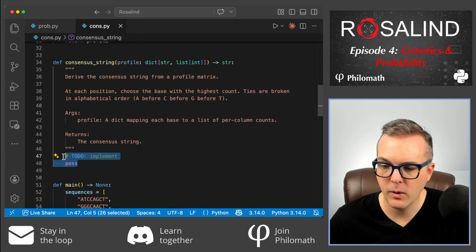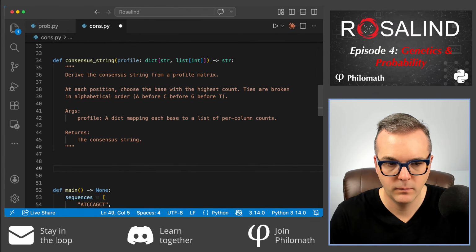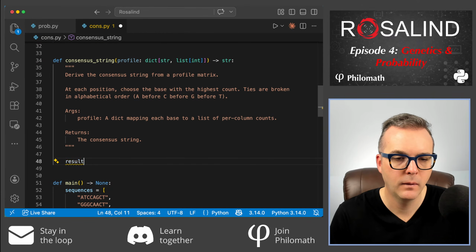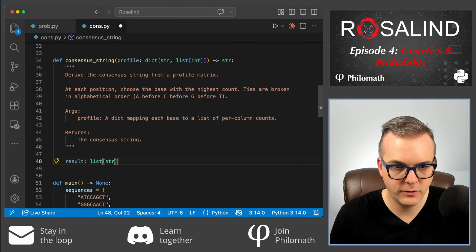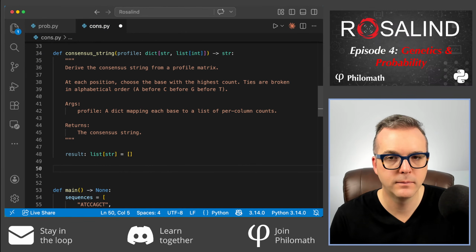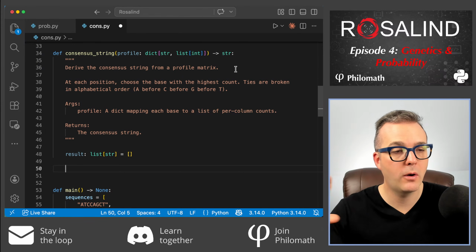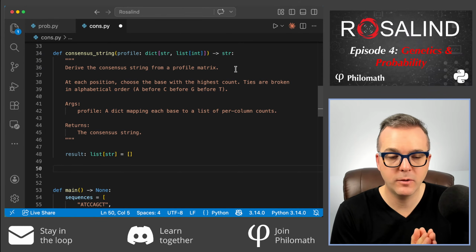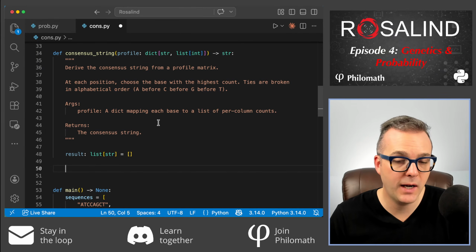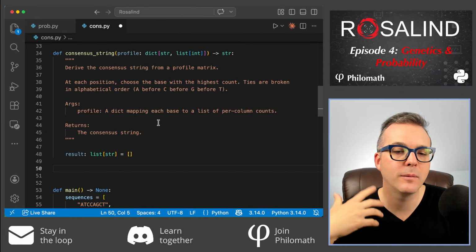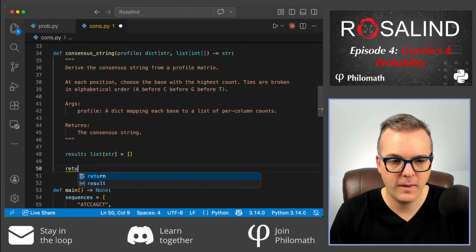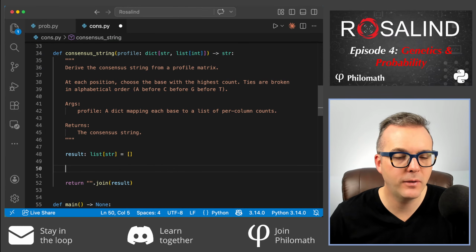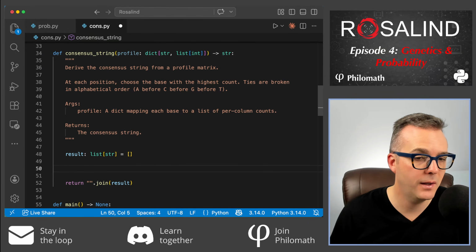So here is where we'll say the result that I care about is going to be a list. It's going to start off as a list of strings that's equal to an empty list. The reason why is because I'm going to generate my consensus string as I go. And we've seen that the best practice for this is not to make a string and then concatenate. It's to make a list of symbols, and then at the end of this process, join them together. A minor point that we've seen in a couple of different problems already.